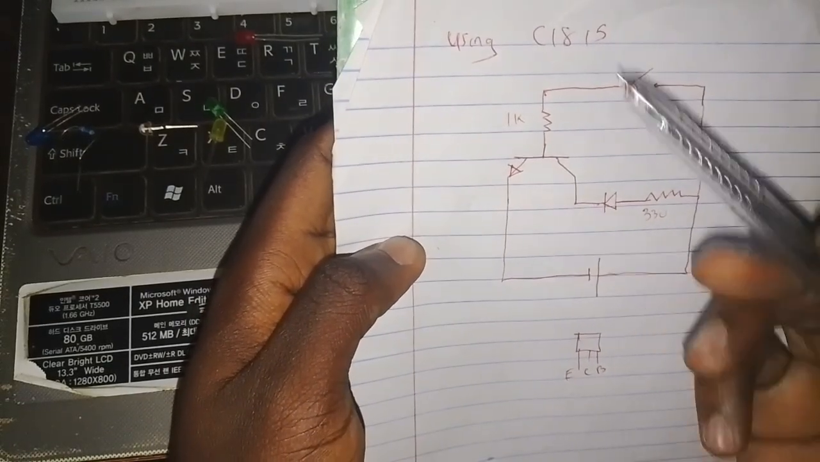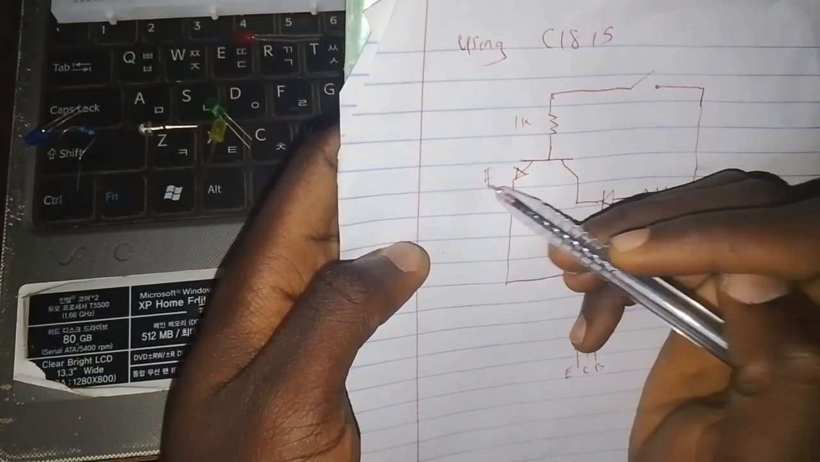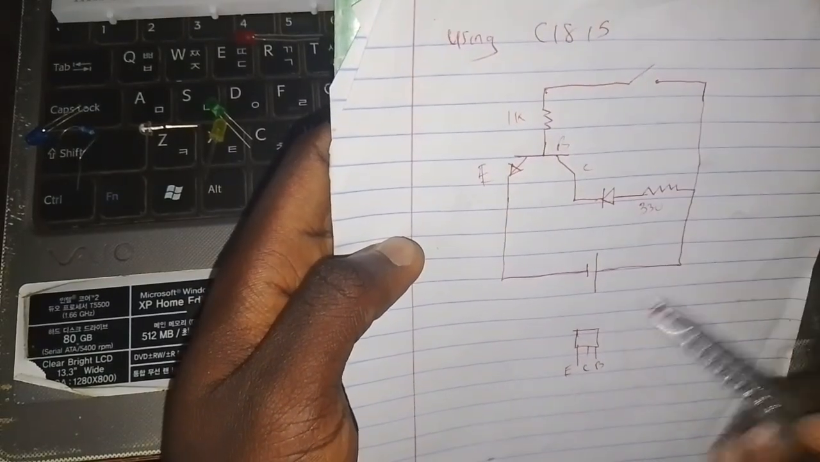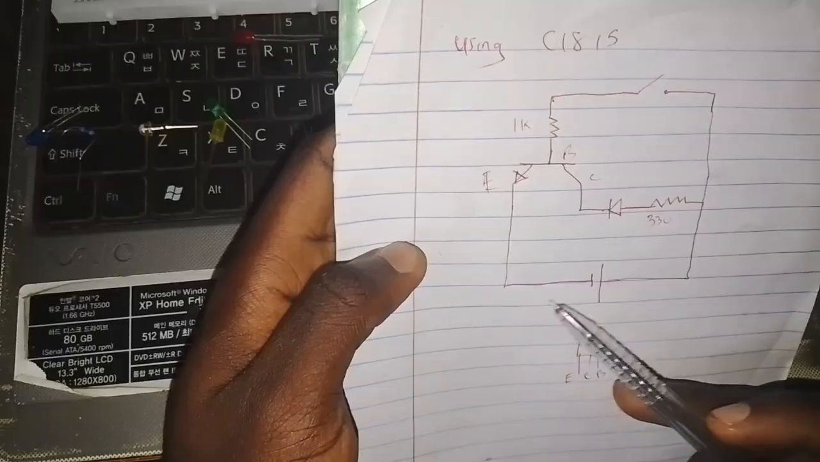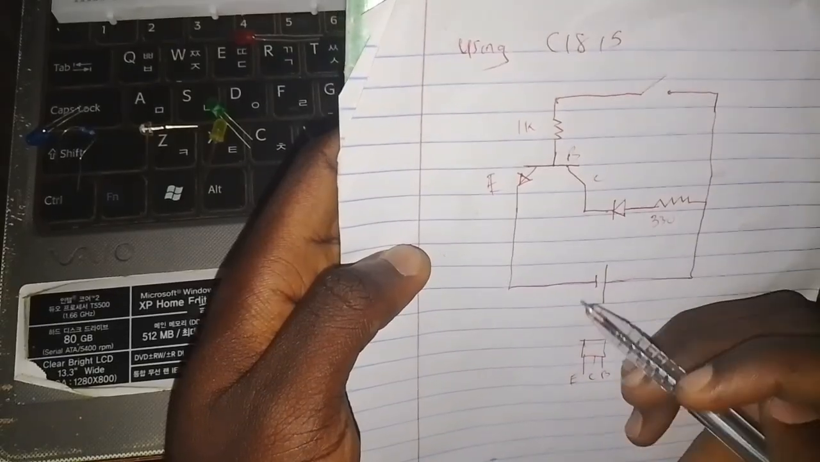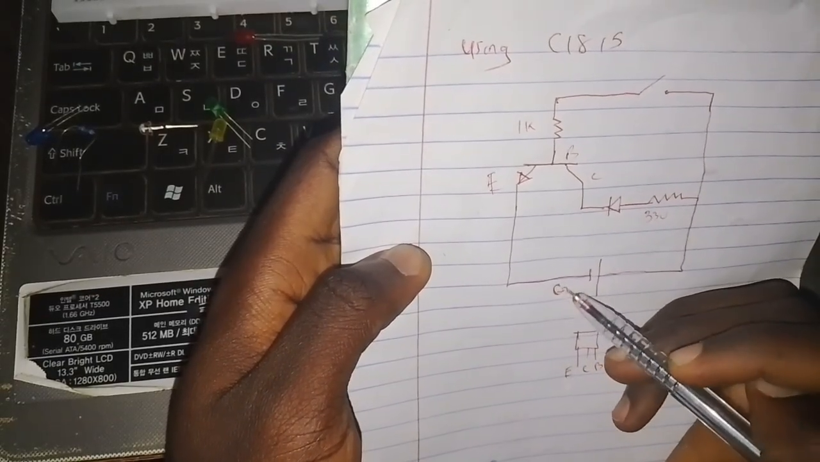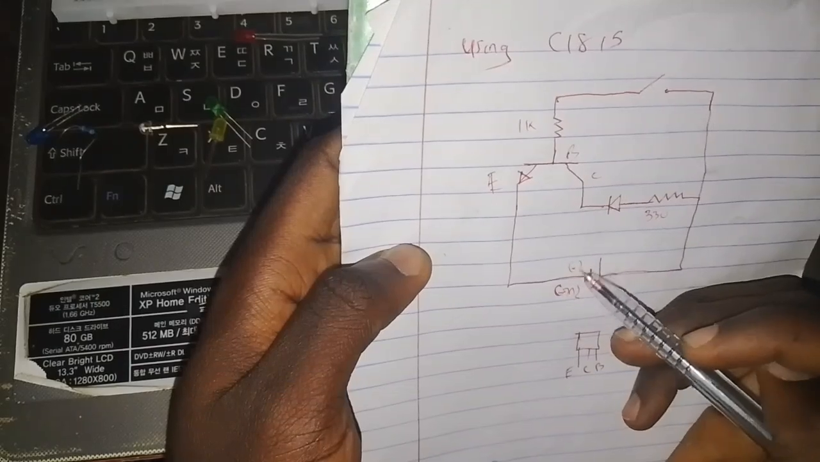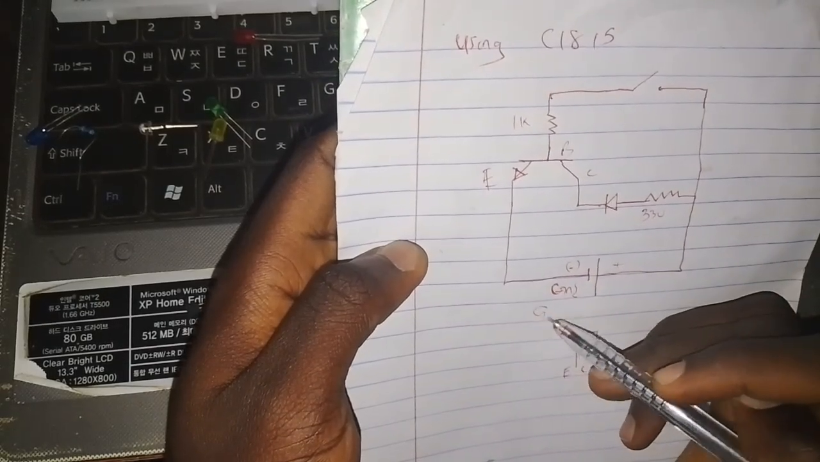So it means that the emitter is going to be connected to the negative of our battery, which I said is the what? GND. That means ground.